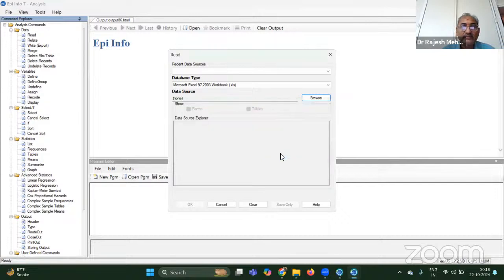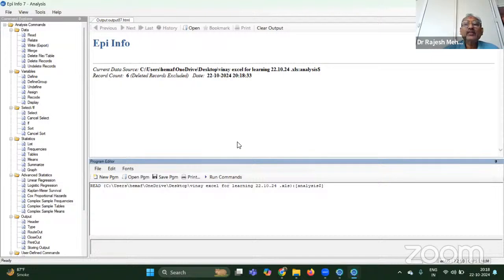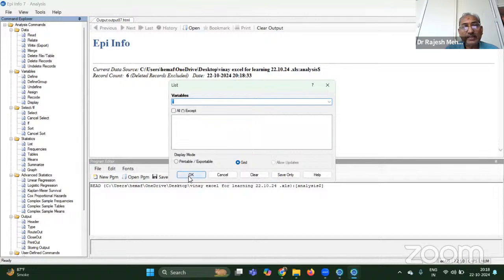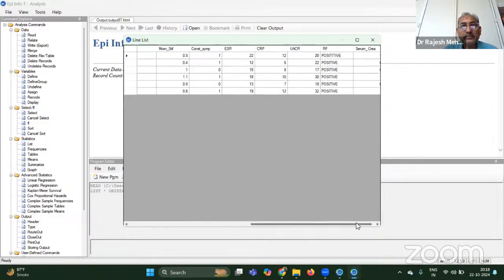Let's say OK. All the four sheets are there. I'm going to do the analysis file. All the six records are now selected. I hope it's so easy to do. Now, the first command which you're going to use, you can use the list command to look at the data. You can see data like this, right?